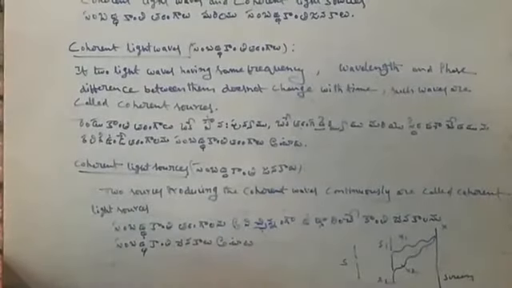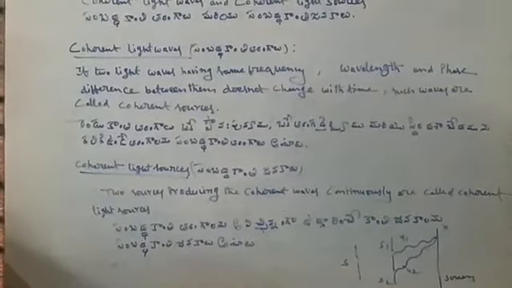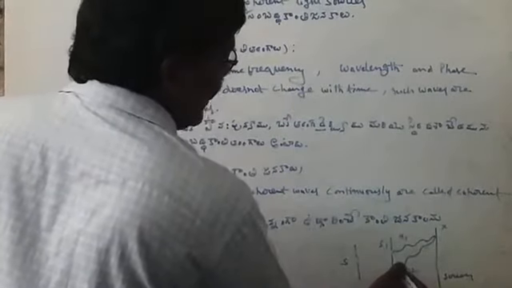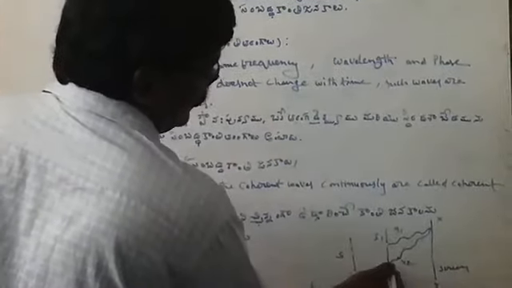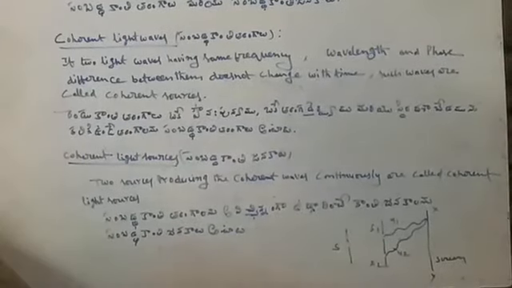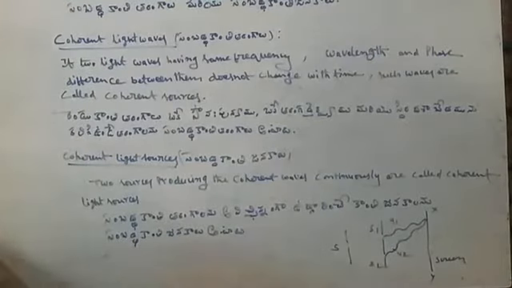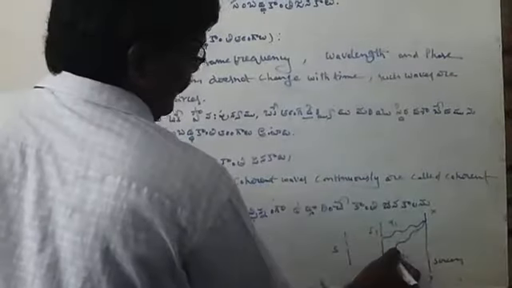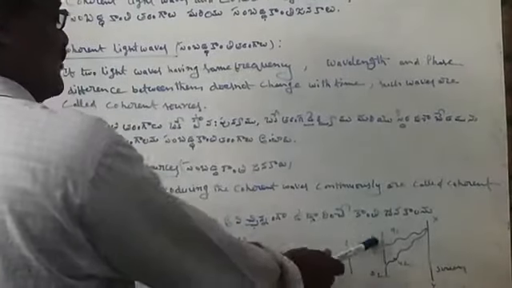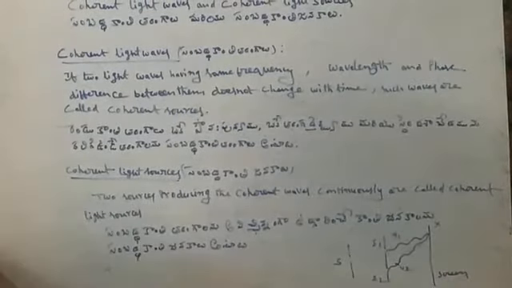Coherent sources. Next one, coherent sources. Two sources producing coherent waves are called coherent sources. Here S1 and S2 are coherent sources. Two sources producing continuously coherent waves are called coherent sources.